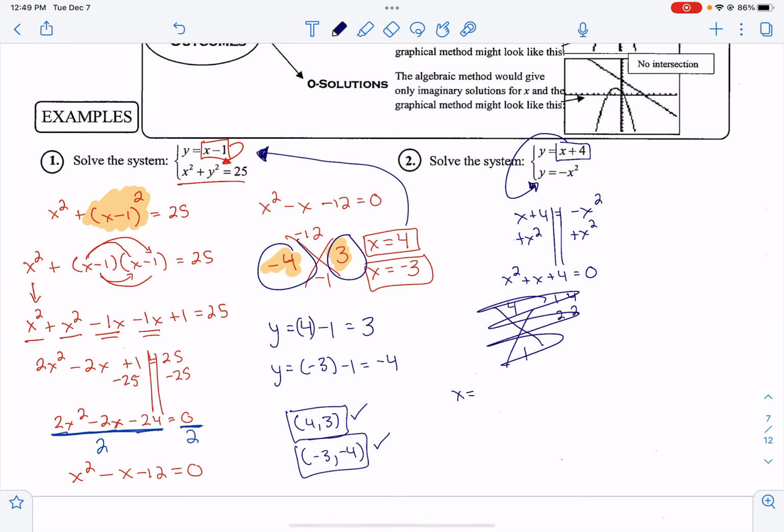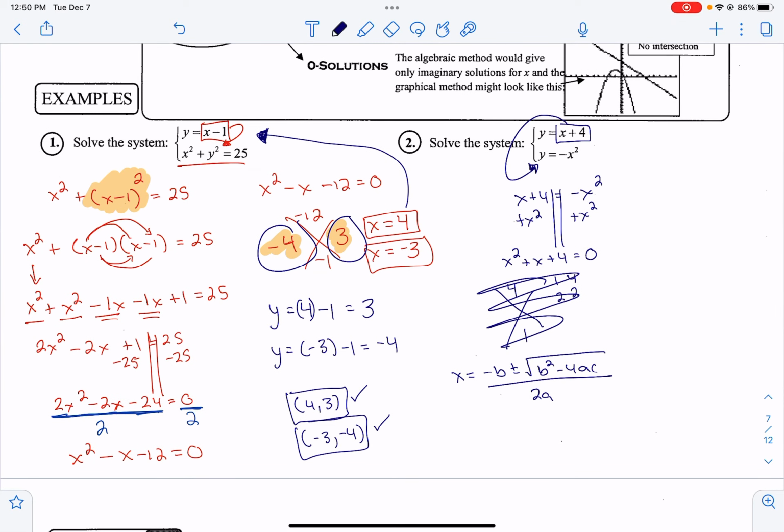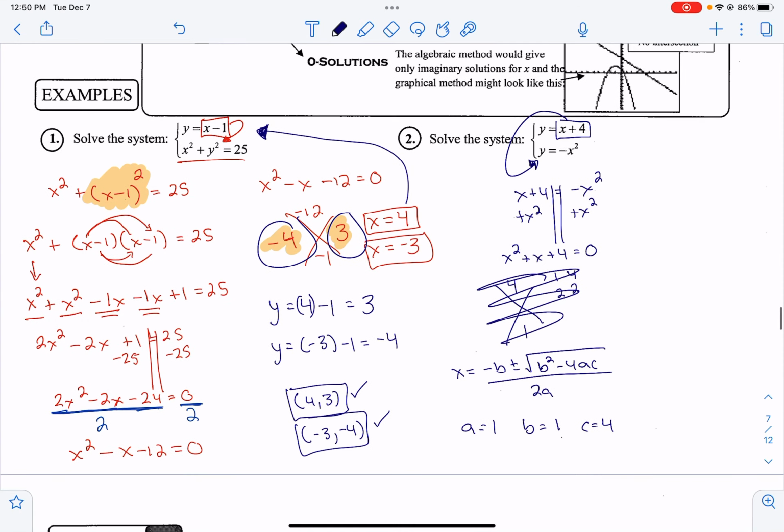So let's remind you what that looks like. x equals negative b plus or minus the square root of b squared minus 4 times a times c, all divided by 2a. Most of you got really comfortable using this formula, so let's try it. a is equal to 1. b is equal to 1. c is equal to 4. So now I plug those into my quadratic formula. So x equals negative 1 plus or minus the square root of 1 squared minus 4 times a times c, all divided by 2 times a.